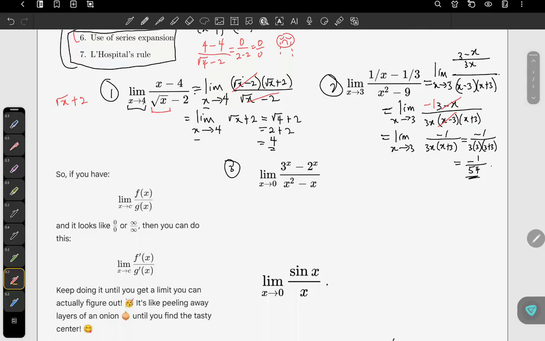If you have the limit of f of x over g of x as x approaches c, and you get something like 0 over 0 or infinity over infinity, then we can differentiate both the numerator and the denominator, because this symbol represents the derivative. If we differentiate and try direct substitution again, hopefully we get something that is valid. If it still gives us 0 over 0 or infinity over infinity, we keep taking derivatives until we get a valid answer.